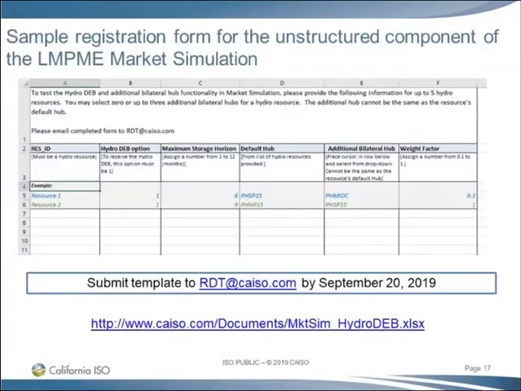Also, there is a structure there if you would like to submit some resources for the unstructured component of the LMPME Market Simulation. You can submit up to 5 resources. This is an example of the template that we have available. It's out on our website, and we'll need that returned to us by September 20th, 2019.